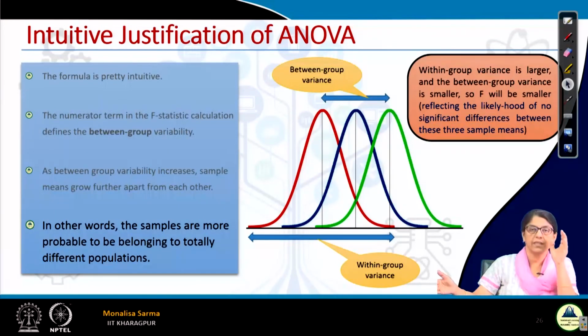and if the F value falls in the critical region or rejection region, what does that mean? That means my between group variability is very high, that is why I am getting such a high value, and then we cannot say that all the population means are the same. That means because of the treatment there is an effect on the populations. Because of the different treatments, the population means are different.